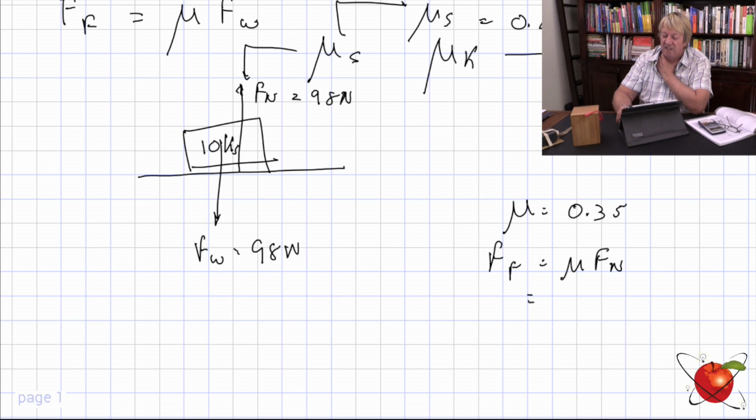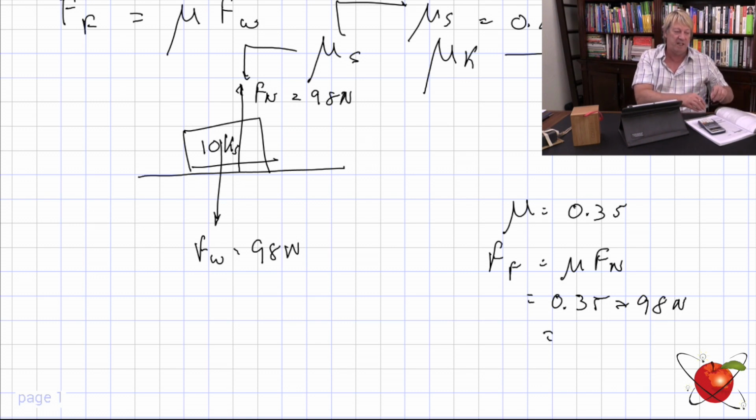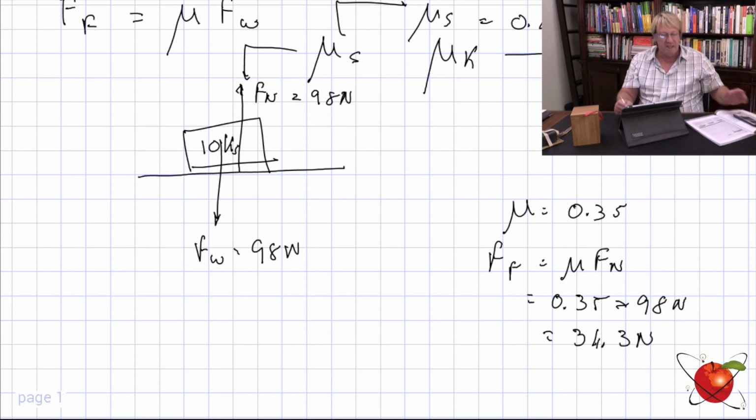So therefore, friction is going to be 0.35 times 98 newtons. And we go ahead and work that out. We say 0.35 times 98 is equal to 34.3 newtons. But now, here's the problem. We don't know at this point, we say it's a force, but which way is it going?